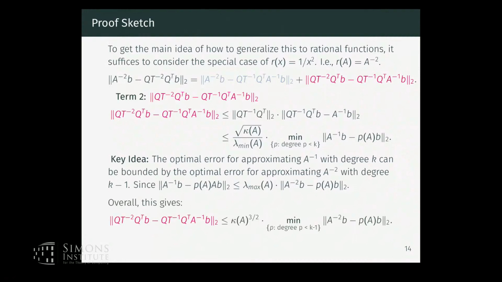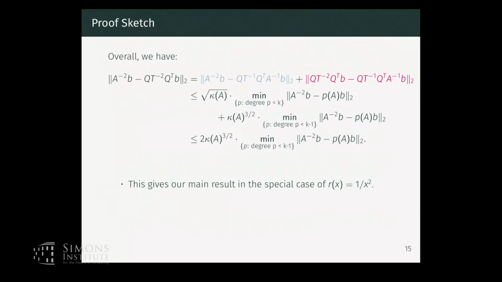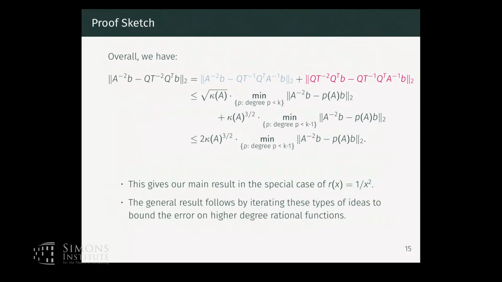And overall, this gives some kappa to the 3/2 factor times actual opt. I'm over time, so I'll just conclude. Basically, this is the analysis. I just add these two things together, and in the case of A negative 2, I get 2 kappa to the 3/2 times my actual opt. The key idea was just relating the optimal approximation to the inverse with the optimal approximation to A negative 2.